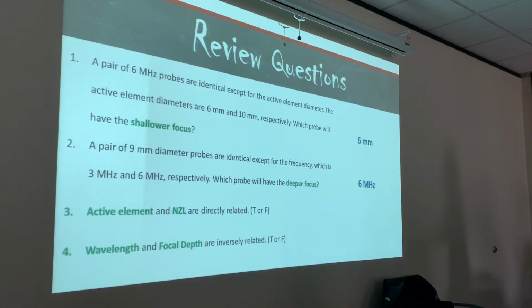Our active element and our near zone length, our focal depth, or our focal length are directly related. Is that statement true or false? False. That statement is true. That's what we've been talking about here, right? Don't get confused. It's actually about the depth of the focus, because the near zone length is from the transducer to the focus. If our focus is shallower, our near zone length is shorter. If our focus is deeper, our near zone length is longer, correct?